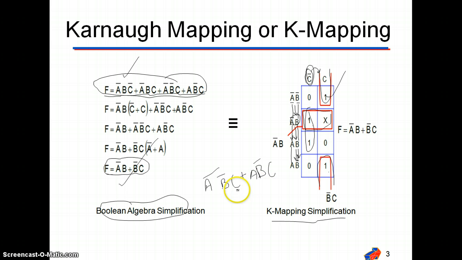Now in these two, what we find is that B bar C is common, and it comes out to be A bar plus A, which gives us B bar C. So this pair provides us B bar C, whereas this pair of 1 and the don't care term provides us A bar B C bar plus A bar B C, and if we take out A bar B as common, C plus C bar makes it A bar B.